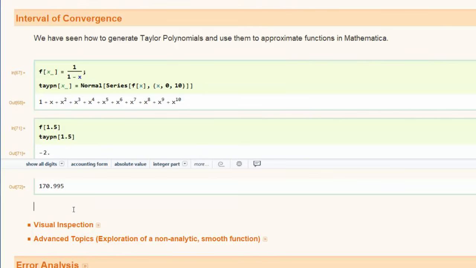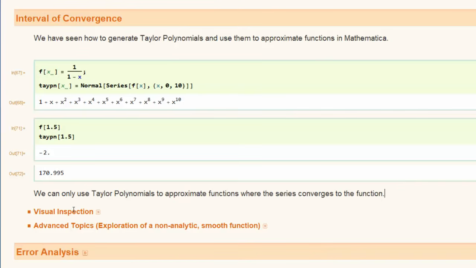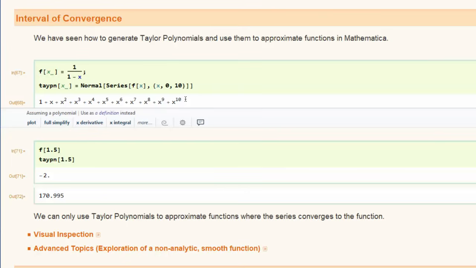So why is this? The reason is because we can only use Taylor polynomials to approximate functions where the series converges to the function. So we have to look at this 10th degree Taylor polynomial, think about the series that we would get if we added the rest of the infinitely many terms, and then find out where that series converges. And then we can only use our polynomial inside that interval of convergence. So how do we determine where this series converges?